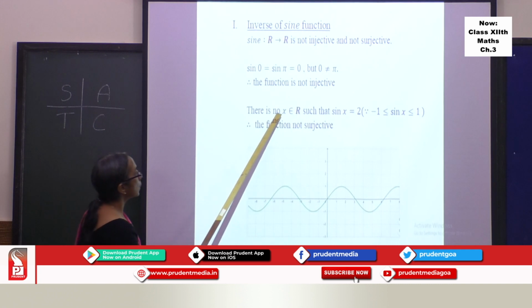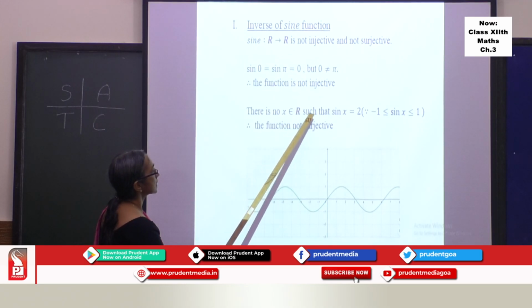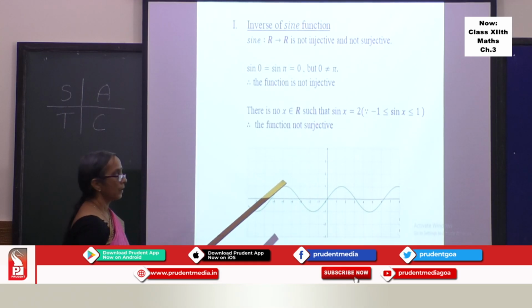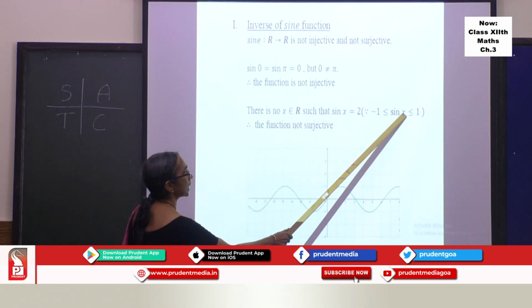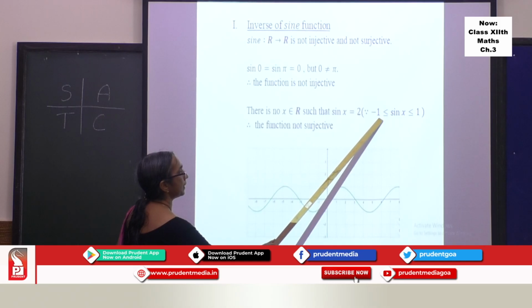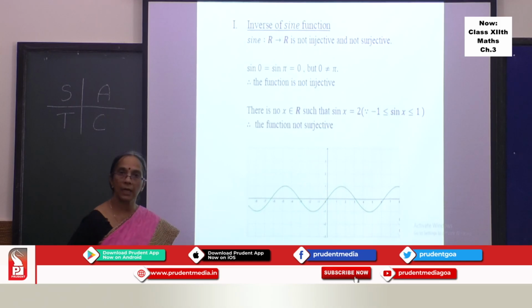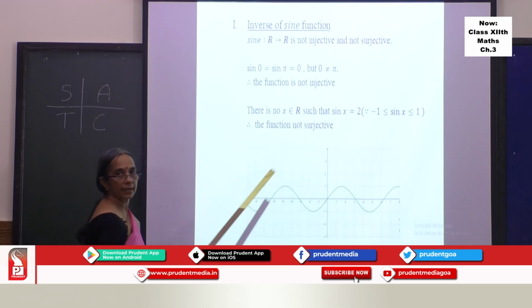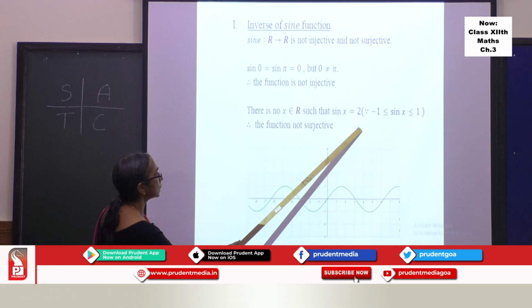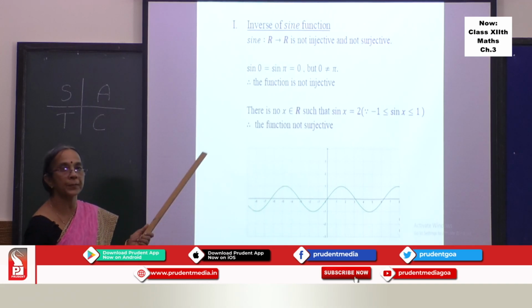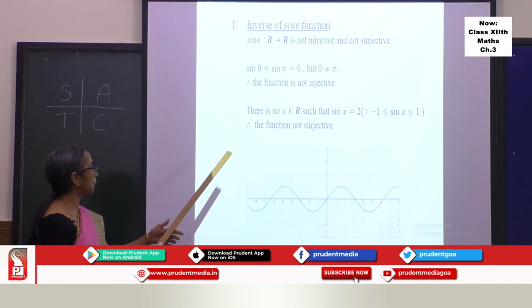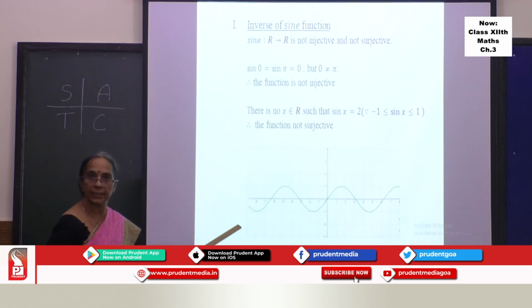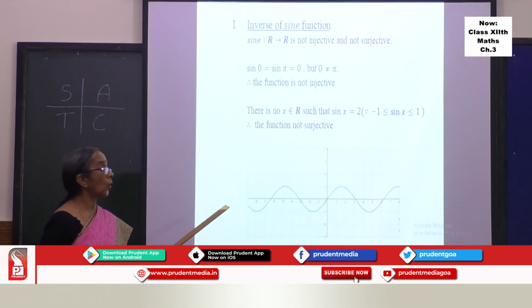Similarly, there is no x value in R such that sin x is equal to 2. Why? Because you know that sin x is always a value between minus 1 and 1, including minus 1 and 1. So, what does it show? 2 does not have a pre-image. Therefore, the function is not surjective, or not an onto function.